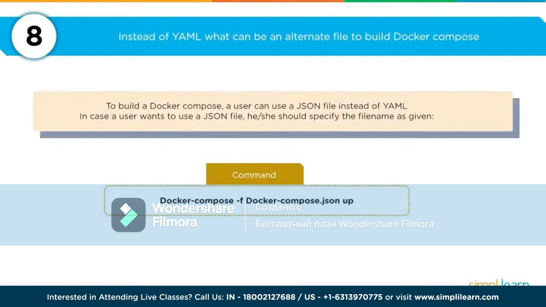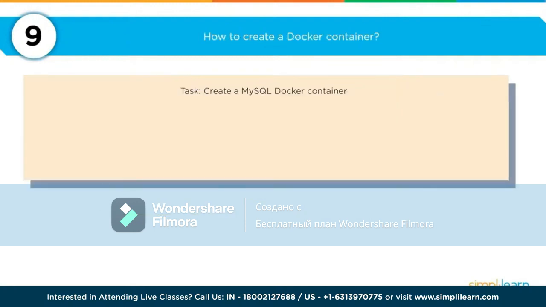A question you're going to be asked is, instead of YAML, what can be an alternate file to build Docker Compose? YAML is the default, but you can also use JSON. If you are comfortable working with JSON, and that is something you should get comfortable with, you want to be able to use that to name your files. As a frame of reference, JSON is a logical way of doing value pair matching using a JavaScript-like syntax.